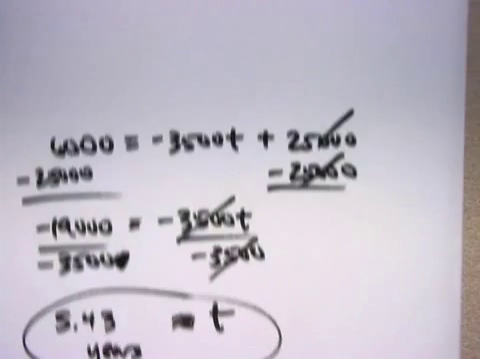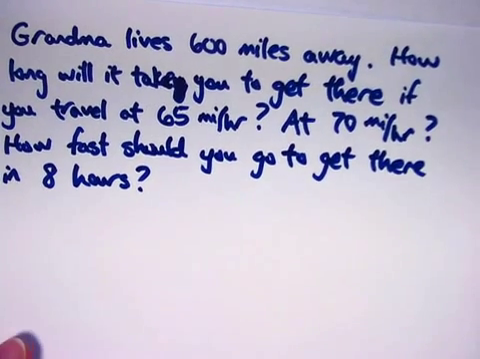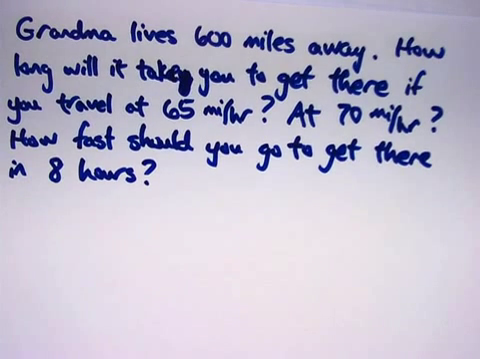New question in this video. Grandma lives 600 miles away. Say it's Thanksgiving and you want to go to Grandma's house for Thanksgiving. How long will it take you to get there if you travel at 65 miles an hour, at 70 miles an hour, and how fast should you go to get there in 8 hours? Of course, you're not going to be on the freeway the whole time, so these really would be average speeds, but you might as well just pretend you're on the freeway the whole time. I would encourage you to stop the video and answer the questions on your own, and also think about it as a function situation, as we will do when you come back.